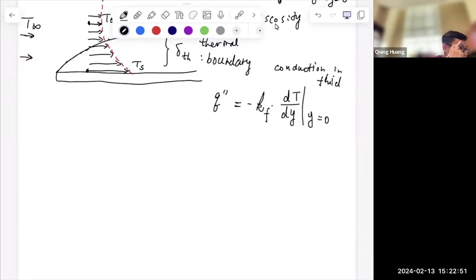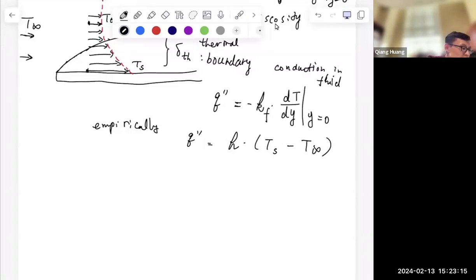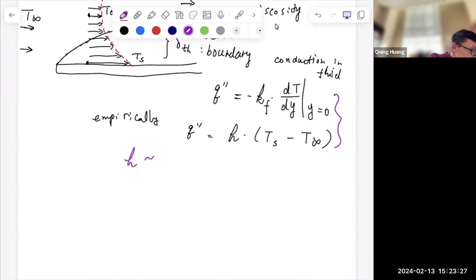And then this is what happens. This is the equation to describe the physics. And then empirically, that's what we did in the past. We had a convection coefficient times the temperature difference, which is the surface temperature minus the infinite temperature, right? So if you compare these two equations, you can see the h is actually related to the conduction coefficient of the fluid.